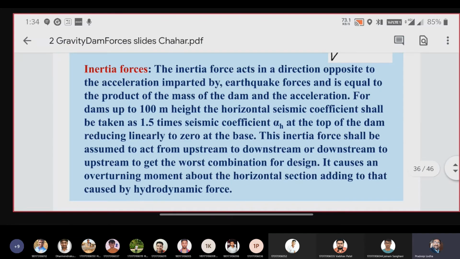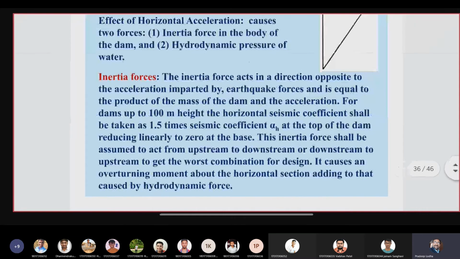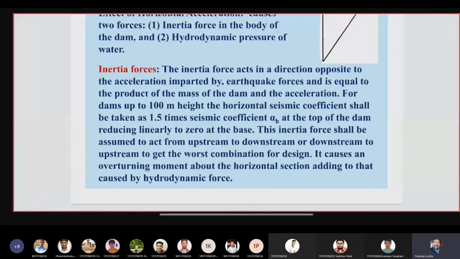Okay. So this is a very important explanation about the inertia force. I'm holding the slide for 30 seconds. You just read this. To downstream or downstream to upstream to get the worst combination for design. When we are designing, we'll take the worst combination, when the inertia is increasing the hydrostatic force. So we have to add it.